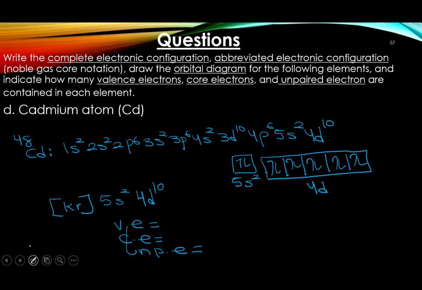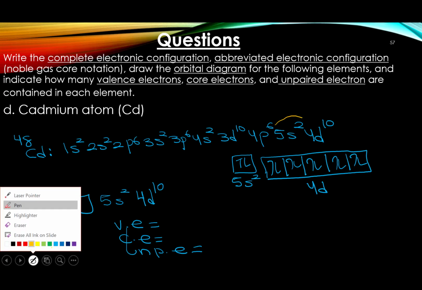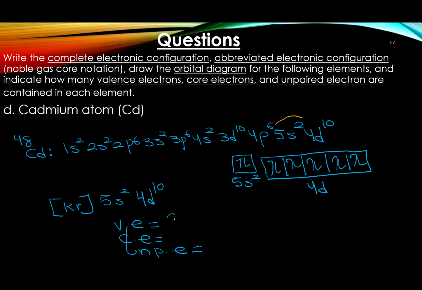For valence electrons, you want to look at the highest valence shell. We have 1, 2, 3, 4, 3, 4, 5, and 4. Which one is the highest? It's the 5. You see here, 5. Okay, now let's change color. That is our valence shell. How many electrons are on the valence shell? 2, which is our valence electron. Now for core, it's 48 minus 2, which is 46.